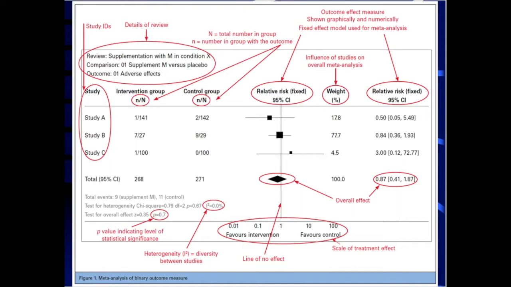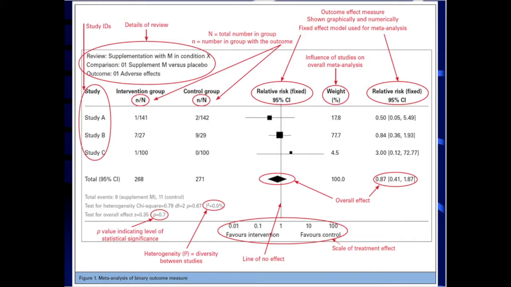And we can see there at the top you have a title, and as we go from left to right, you have a study, you have the intervention groups. You should be giving the number of persons, the total number in the group, and the number in the group with the outcome. You have a control group, you have an outcome effect measure. So here it's showing a relative risk. They're saying in parentheses fixed, that means they used a fixed model, not a random effects model.